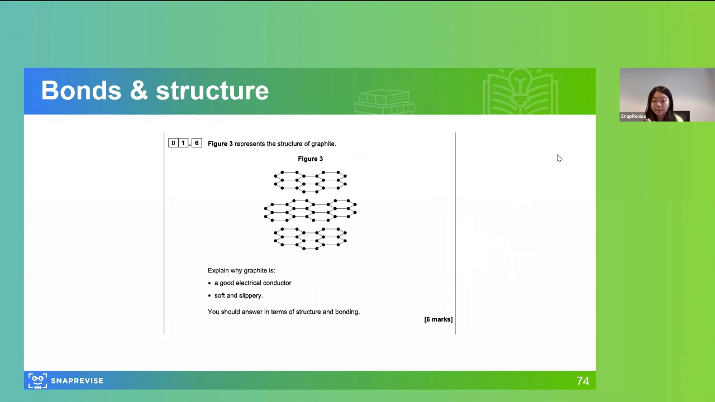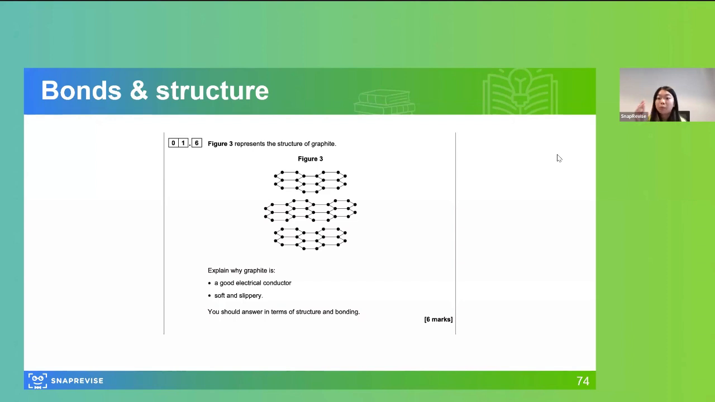Right, the structure of graphite. The structure of graphite is really interesting. It is covalently bonded. So the carbon is bonded to 3 other carbons. So it's covalent bonding and it's a giant structure. And they're sheets. So they're sheets of graphite. Between these sheets of graphite are weak intermolecular forces. This is important to note.